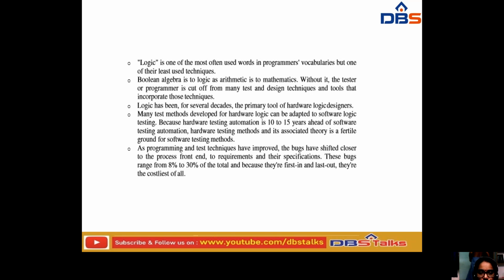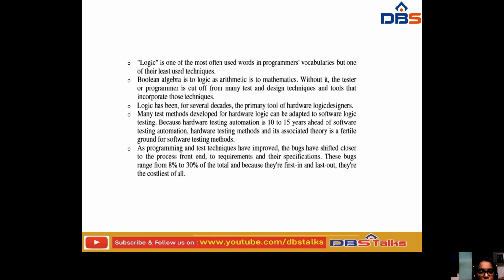So logic has been used for several decades. The primary tool of the hardware designers is also logic design. So many test methods developed for the hardware logic can be adapted to software logic testing. Why? Because hardware testing automation is 10 to 15 years ahead of software testing automation. So the hardware testing methods and its associated theory are a fertile ground for the software testing methods.